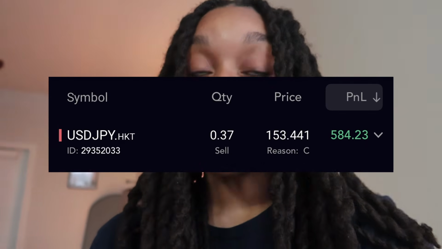I just made almost $600 from trading USDJPY. The concept of pressing buttons and making money on my phone is still insane to me. It will always be crazy to me, honestly. Basically, I caught this trade on USDJPY.